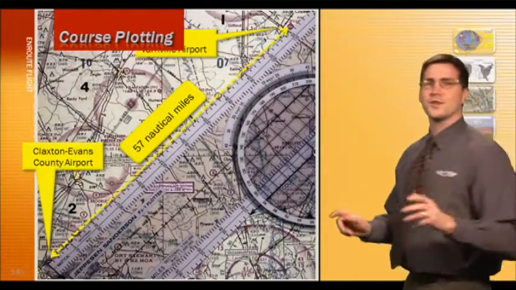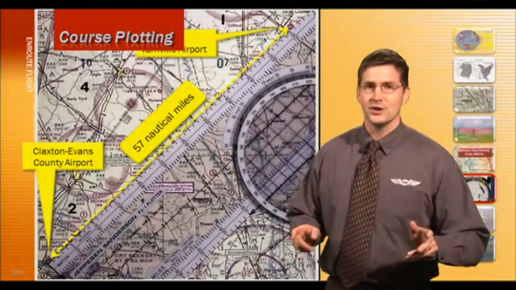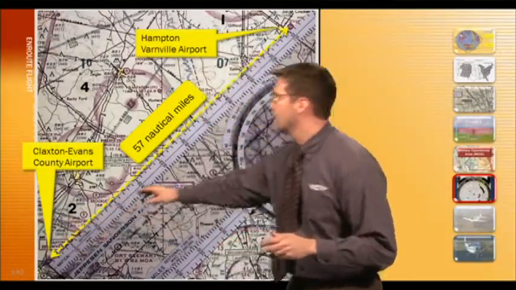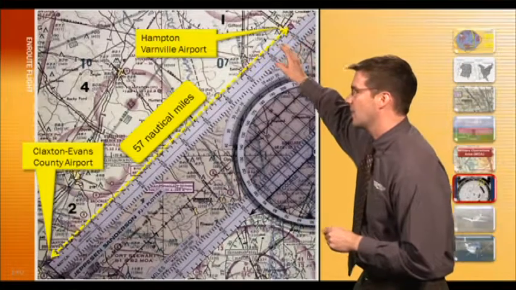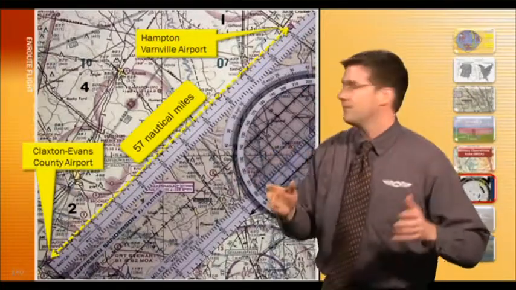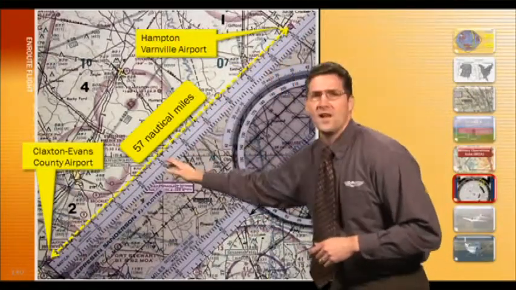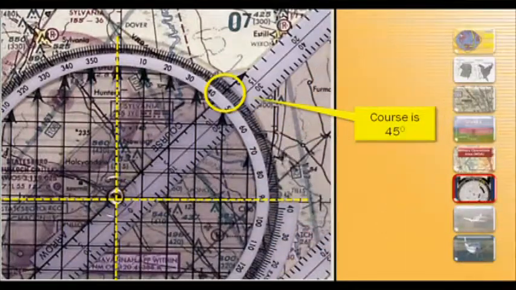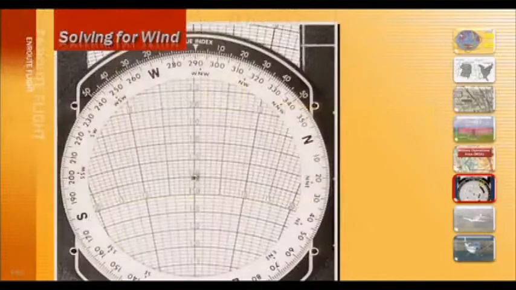Now let's begin to work the problem together. Using the plotter, draw that course line. Here is Claxton Evans County Airport right down here, and here is Hampton-Varnville Airport right up here. And there is the course right there. So the total distance is 57 nautical miles, and we read that off the scale on our plotter. Next, we'll plot the course. Center the plotter and mark the true course. This portion of our plotter rotates right here. So you'll line it up at 0, and this gives you the true course of 45 degrees, and you can see that right there. Now let's use our E6B computer.